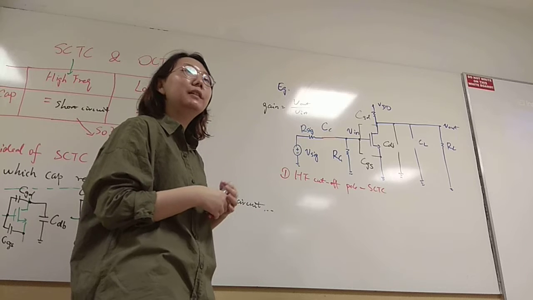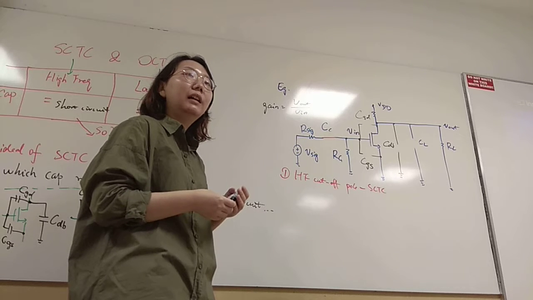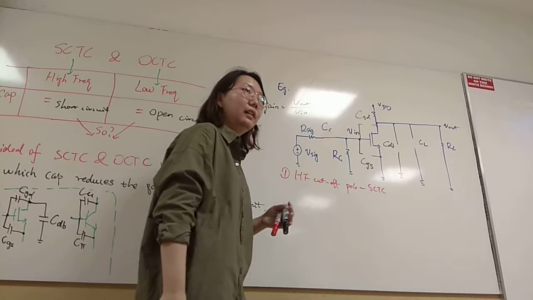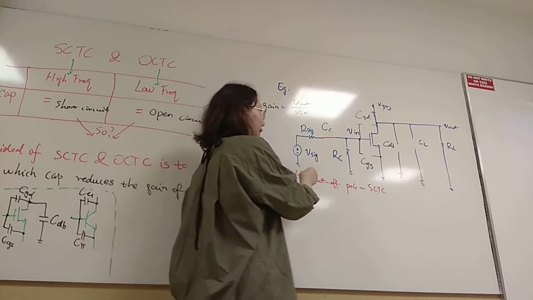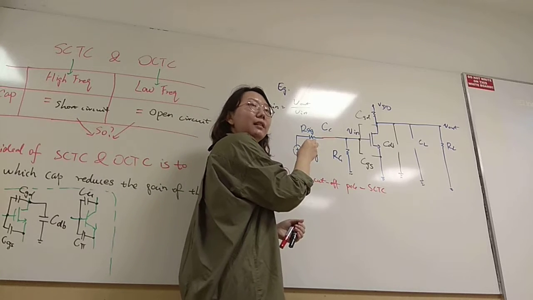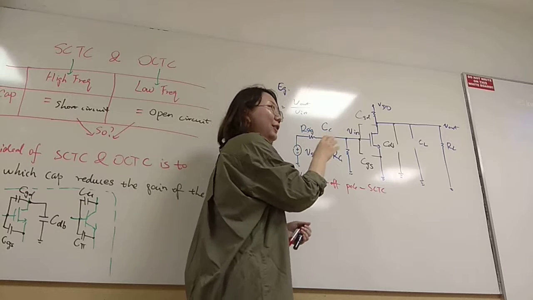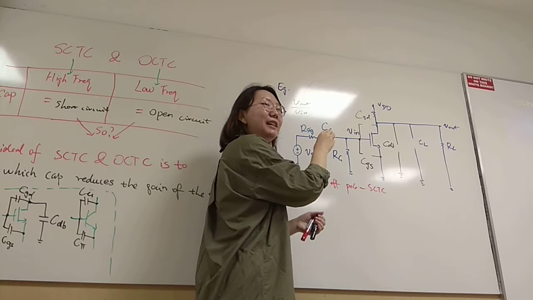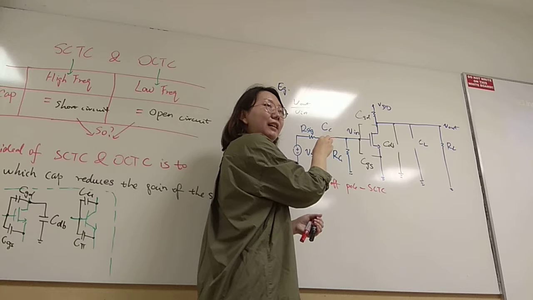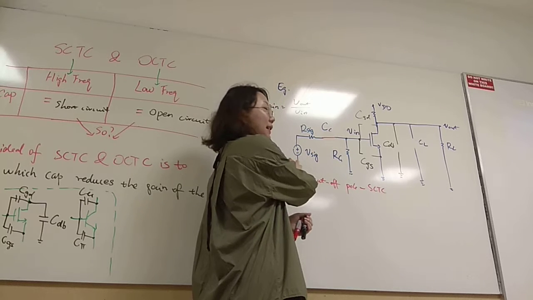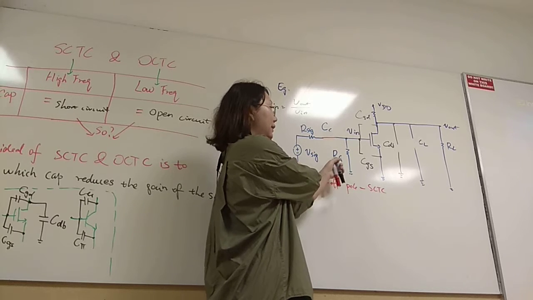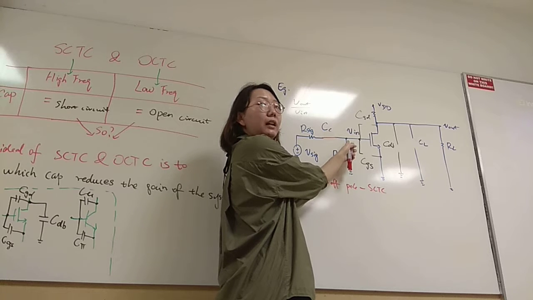So what will happen to my V in? It will increase, right? Why? Lower impedance, so there is less voltage drop from V signal. Strictly speaking, a higher portion of your V signal will be transferred to V in.